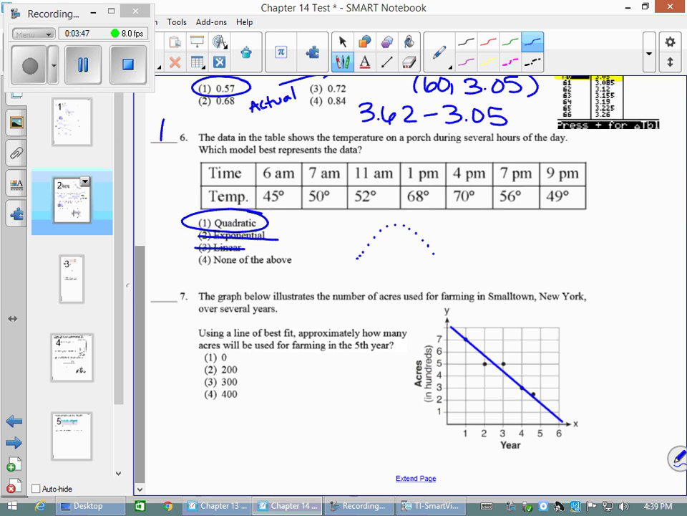Question 7 gives us a graph that's illustrating the number of acres used for farming in small town New York over several years. So using a line of best fit, I drew in a straight line here to show the best approximate line of best fit. It's asking how many acres will be used for farming in the 5th year. So if you look at about the 5th year here, that would be my predicted point. So based on this line of best fit, if I look over to my y-axis, it looks at about 2, and my y-axis is in hundreds, so 200, choice 2.